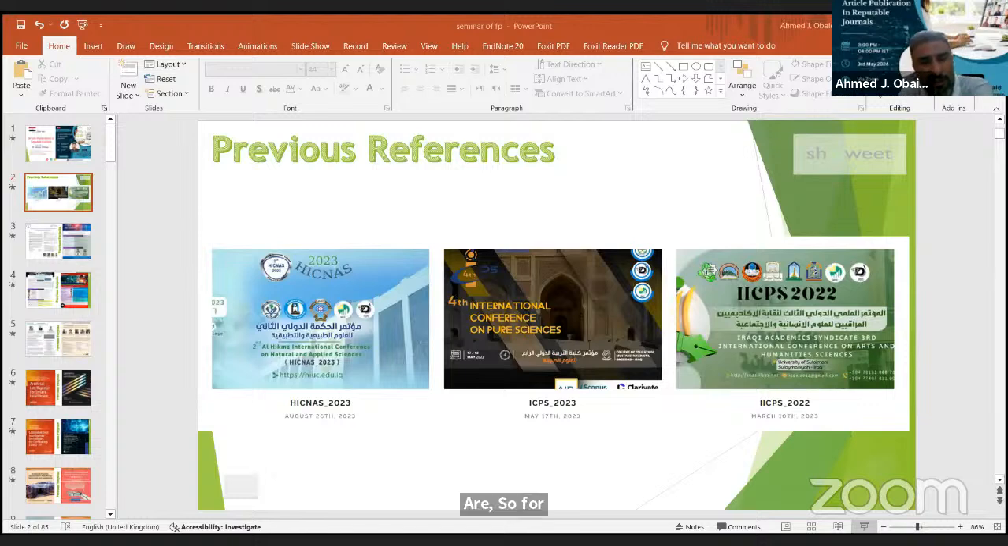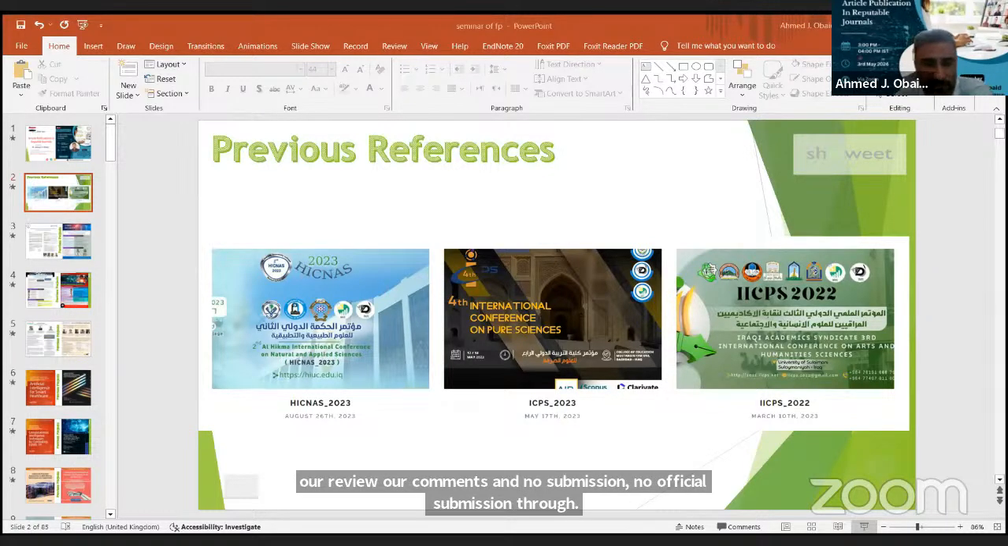So let us talk about journals. For predatory journals, it means the journals have no peer review, no editing, no reviewer comments, and no official submission through a submission system. This is the definition.